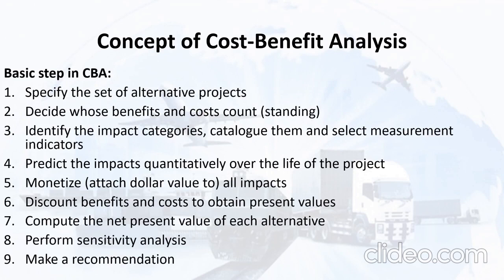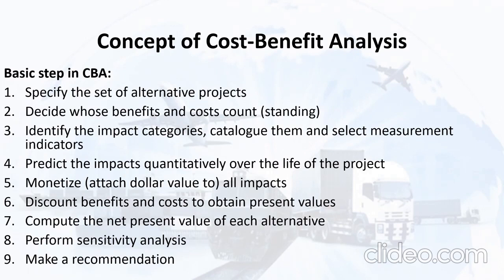There are 9 steps in CBA, cost benefit analysis. The first one is specify the set of alternative projects. Second, decide whose benefit and cost counts, the standing. Number 3 is identify the impact categories, catalog them, and select measurement indicators. Number 4, predict the impact quantitatively over the life of the project. Then monetize, attach a dollar value to all impacts, and also discount benefit and cost to obtain present value, the PV.